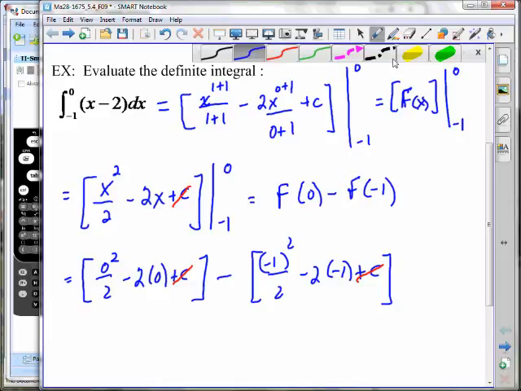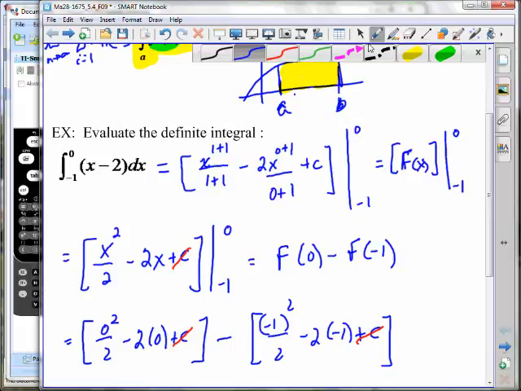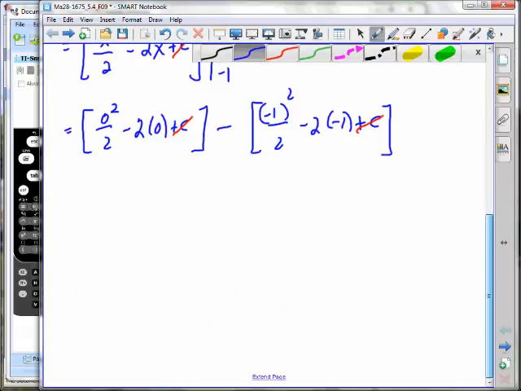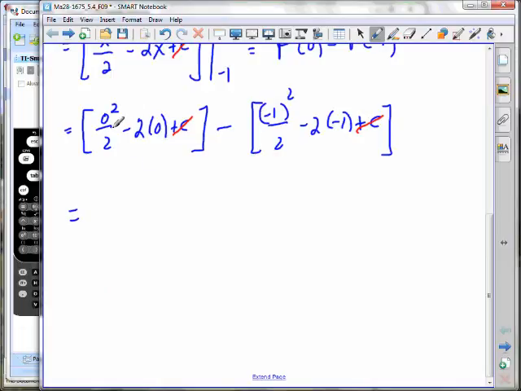Now, if it's an indefinite integral, do you have to put them in? Yes. Did we put them in, or at least think about putting them in here? Well, we did, but then we realized that it's always going to cancel, so we can eliminate that. Okay. So f of 0 is going to be 0. Everything cancels out. Negative 1 squared is 1, so that's 1/2, plus 2, and I am going to get negative 5/2 or negative 2.5.